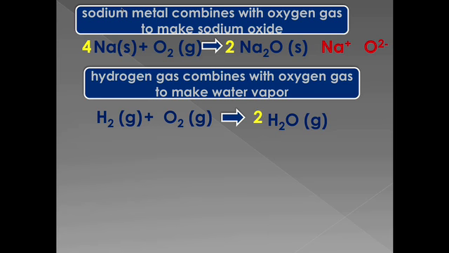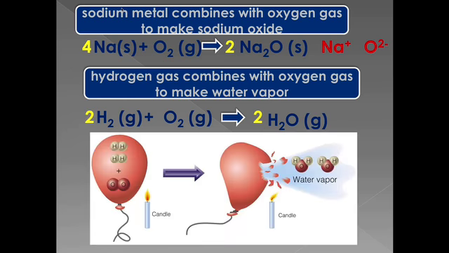I have 2 O's on the left, so I need 2 on the right. And that gives me 4 H's, so I need to adjust on the left for that. Okay, so here's an example of that in a balloon and having the candle, and then water vapor is released because they combine.